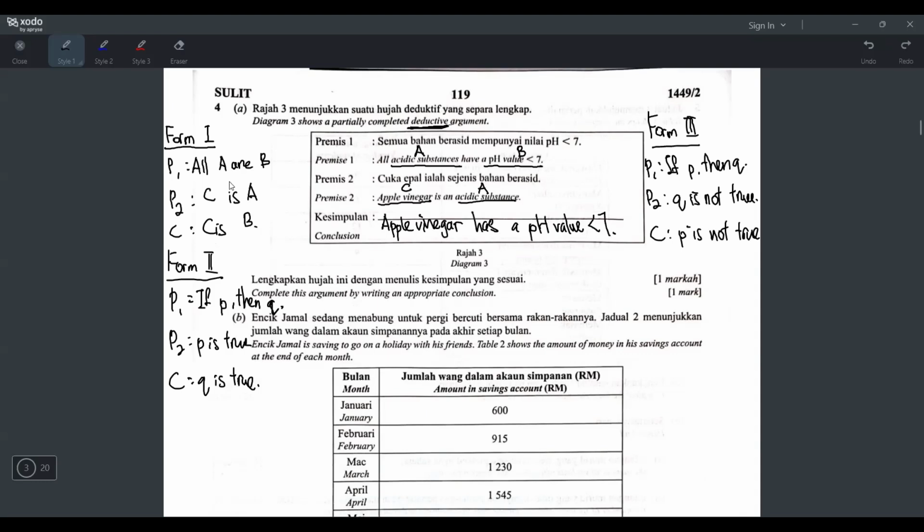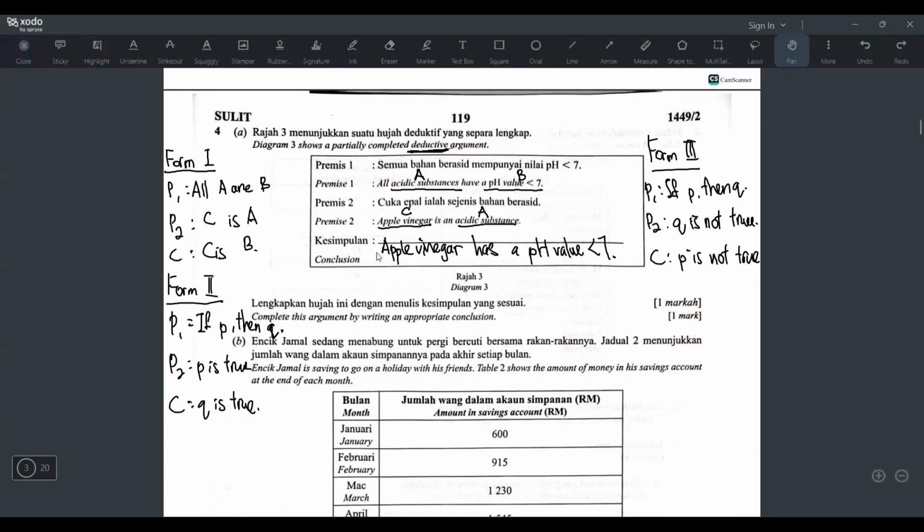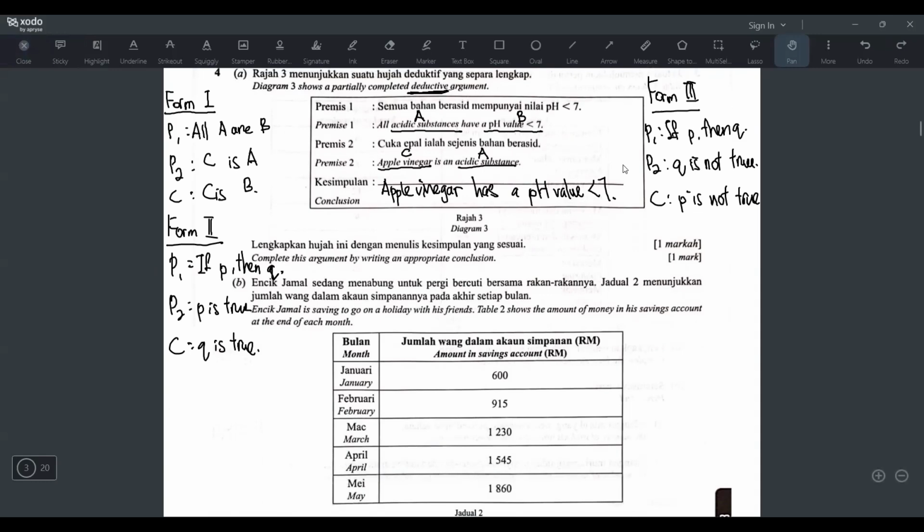So you have to memorize all three forms, because you don't know which form they will ask in the exam. And also if you don't hafal these three forms, then you cannot jawab if they ask you to determine valid or not valid. Sometimes soalan dia suruh tentukan valid or not valid. But this question they only ask us to write lah. Dia tak suruh tentukan valid not valid. So yeah, you kena hafal tiga ni.